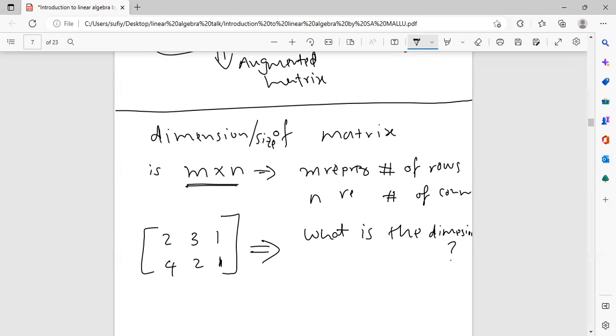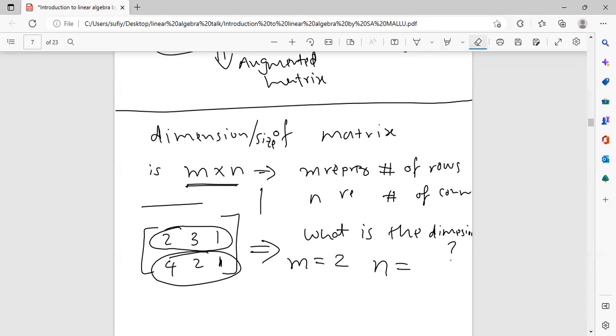First of all, let us identify. Remember, m represents the number of rows. So in our case, how many rows do we have? Remember, for rows we look at horizontal lines, for columns we look at vertical lines. As you can see, this is row 1, this is row 2, so we have 2 rows. What about columns? We have column 1, column 2, column 3. So this will be column 3.